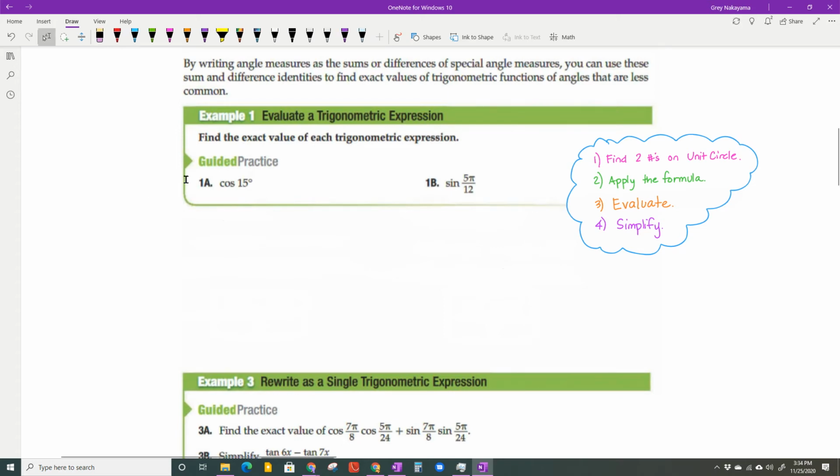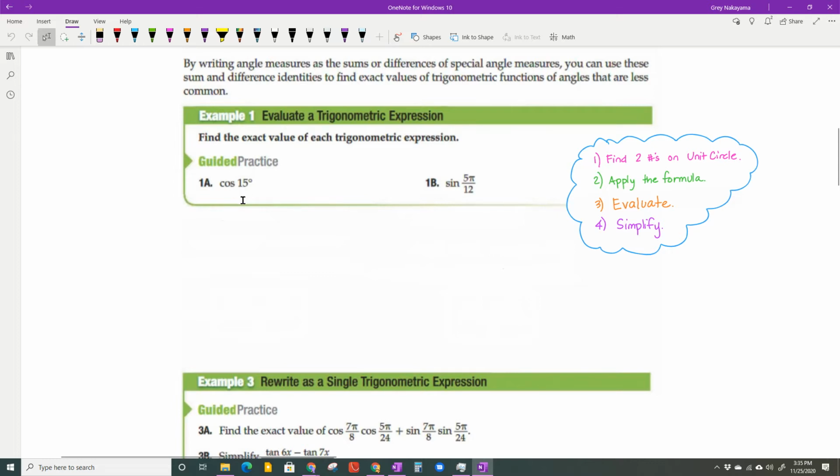This first one, 1A, says find the exact value. Okay, y'all, exact value means you aren't going to have any decimals. You can't be rounding. A lot of times, you're going to have radicals in your answer. So if I want the cosine of 15 degrees, then I need to find two numbers on the unit circle that give me 15.